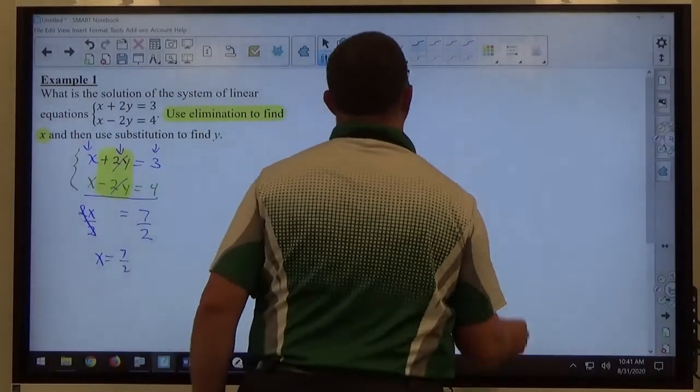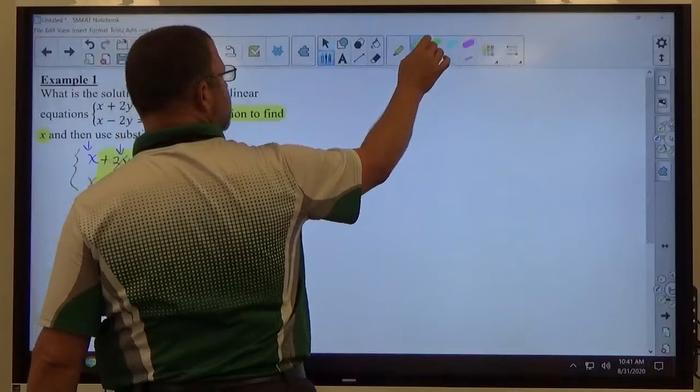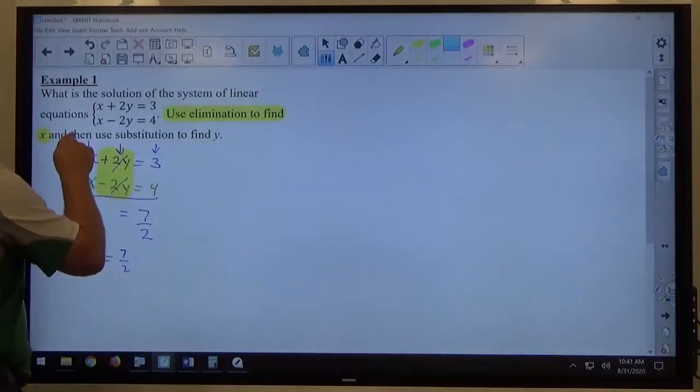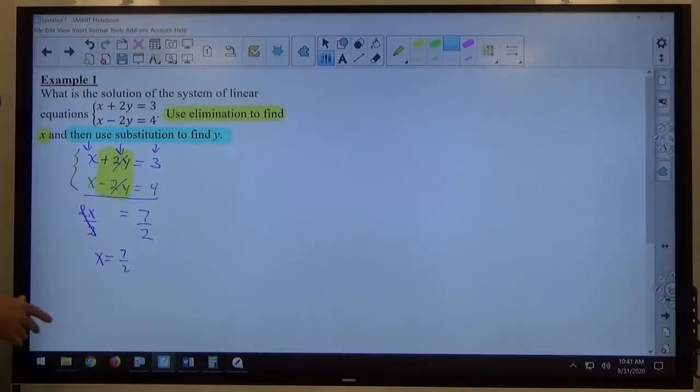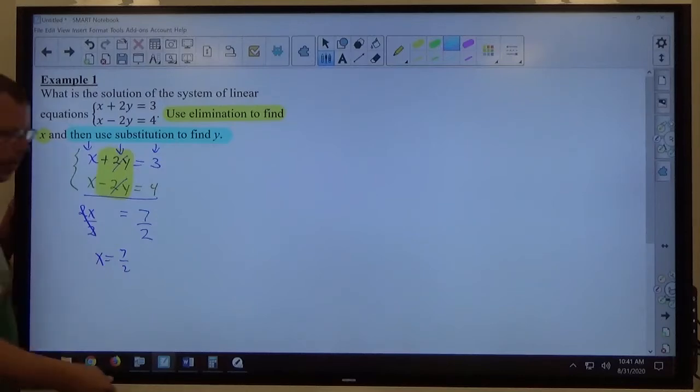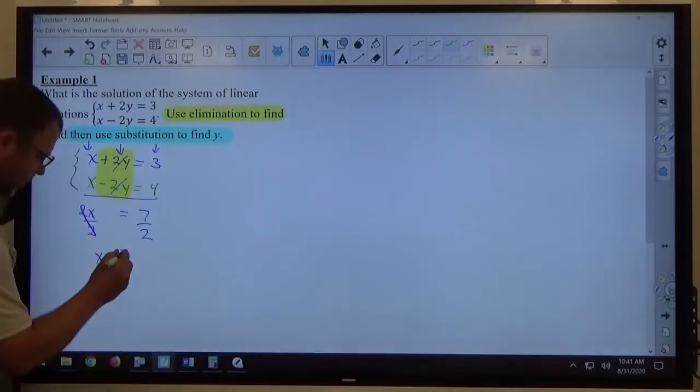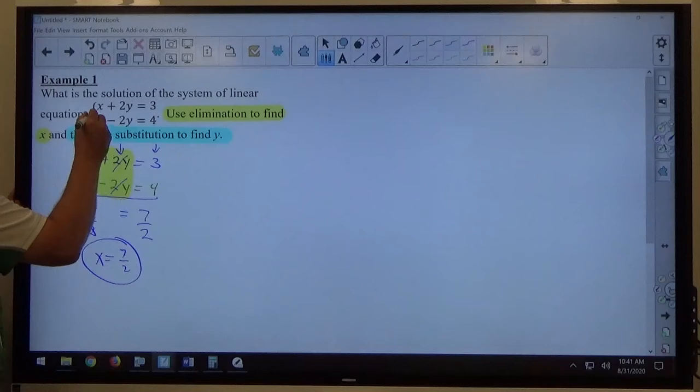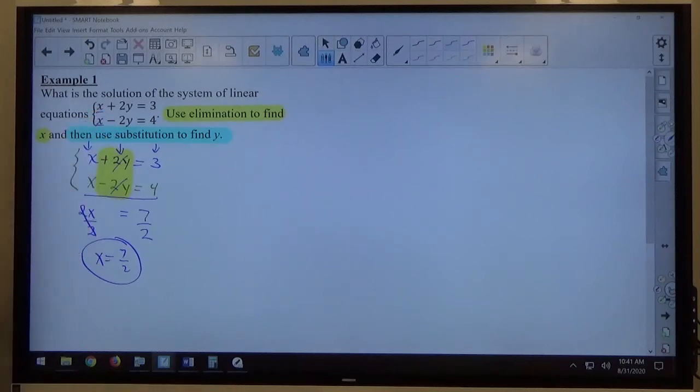Next it's telling us to use substitution to find y. Substitution means that we take this x answer we just found and go back up to either equation, replacing x with that number to figure out what y equals. You can go to either equation, it doesn't matter which one. I personally like the top one better because everything's positive. The bottom one has a negative in it, and negatives sometimes mess people up.